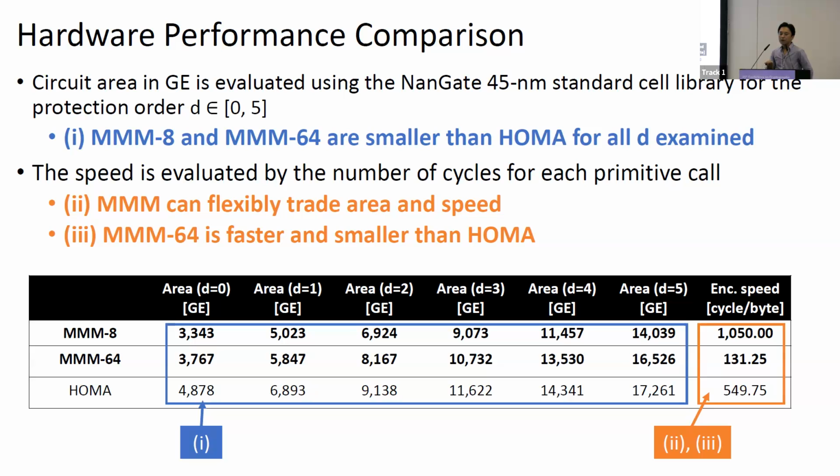M64 is faster and smaller than HOMA as shown in this table.